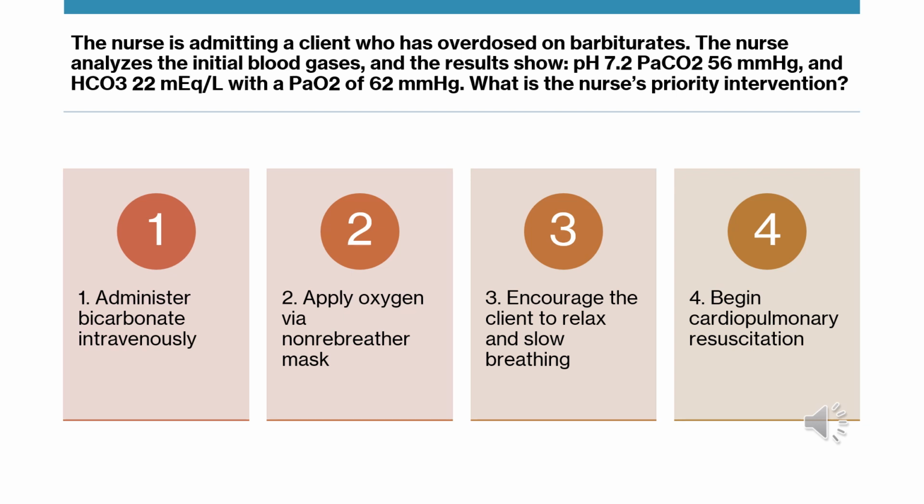So that leaves us with number 2, apply oxygen via non-rebreather mask. This person, like I said, is in respiratory acidosis. So respiratory being our issue, we need to get some oxygen on this person. And that non-rebreather mask, if you know that non-rebreather mask, that's going to be for your persons with critical respiratory issues. So that's why you would use that non-rebreather mask. So our answer here, apply oxygen via non-rebreather mask.